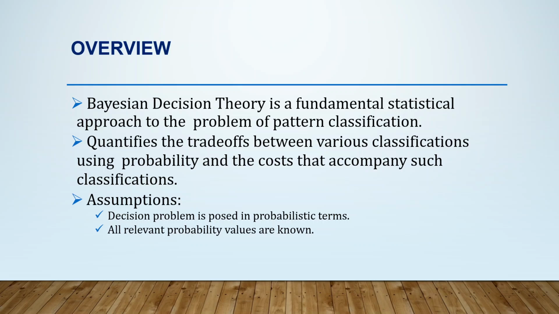Let us give a very brief introduction or overview of this algorithm. Bayesian decision theory is a fundamental statistical approach to the problem of pattern classification. It quantifies the trade-offs between various classifications using probability and the cost that accompanies such classification. For this theory, we have two assumptions. The first is that the decision problem is posed in probabilistic terms, and the second is that all relevant probability values are known.